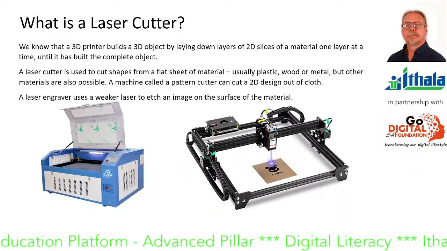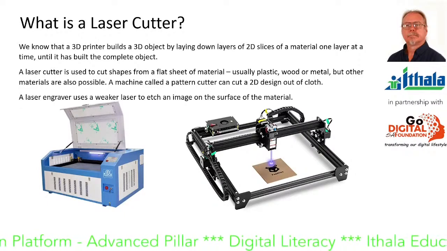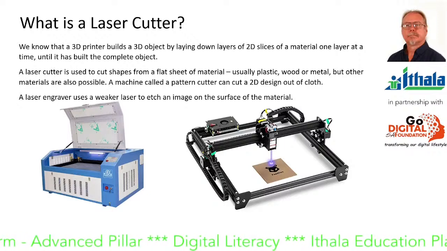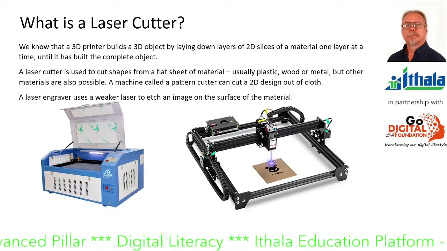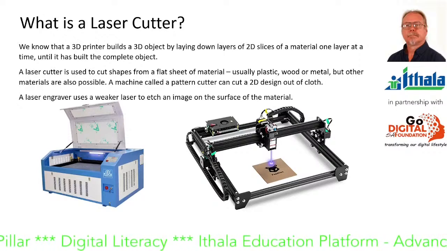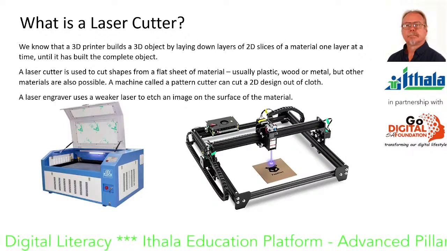So what is a laser cutter? We know that a 3D printer builds a 3D object by laying down layers of 2D slices of a material, one layer at a time, until it has built the complete object. A laser cutter is used to cut shapes from a flat sheet of material, usually plastic, wood, or metal, but other materials are also possible.